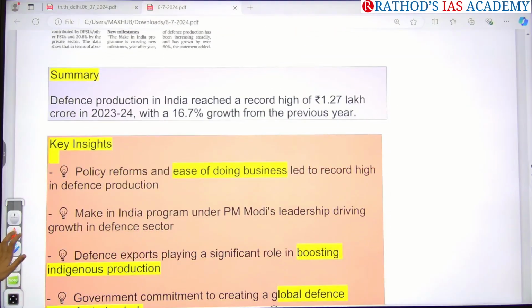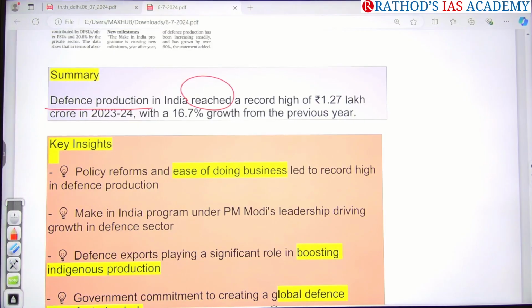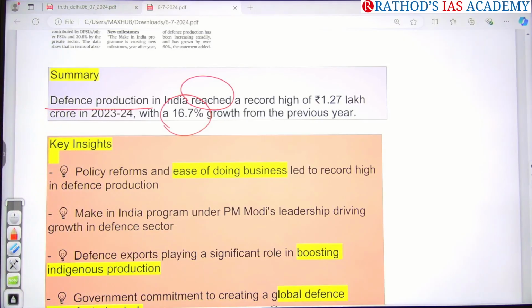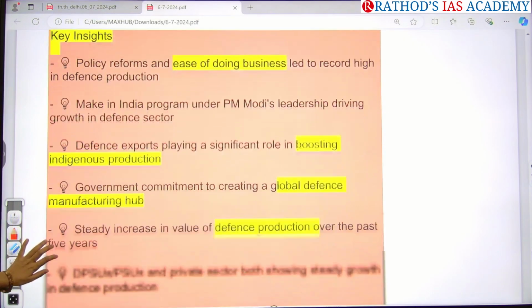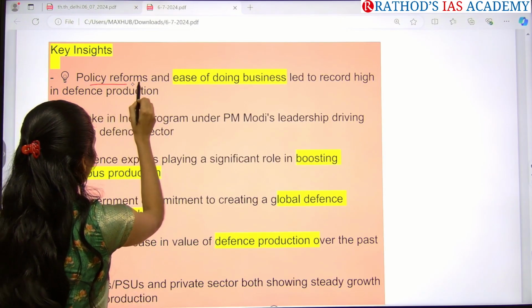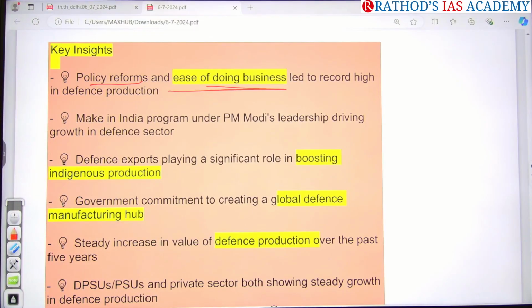Yes, this article says that defense production in India reached a record high level. So how much? 1.27 lakh crores in 2023 to 2024. When we compare with the previous year, we had a growth of 16.7%. If you see the key highlights of this article, it says that we came up with some policy reforms as well as ease of doing business. Because of these two changes, we had improved our economic growth.